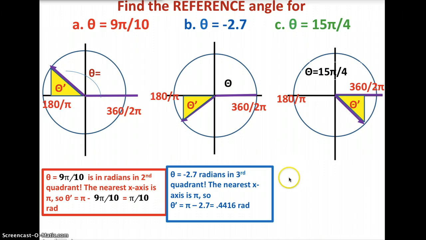Okay, sorry for the interruption there. That was subtracted: pi minus 2.7 is 0.4416 radians. That would be this angle right in here. The next one is in radians.